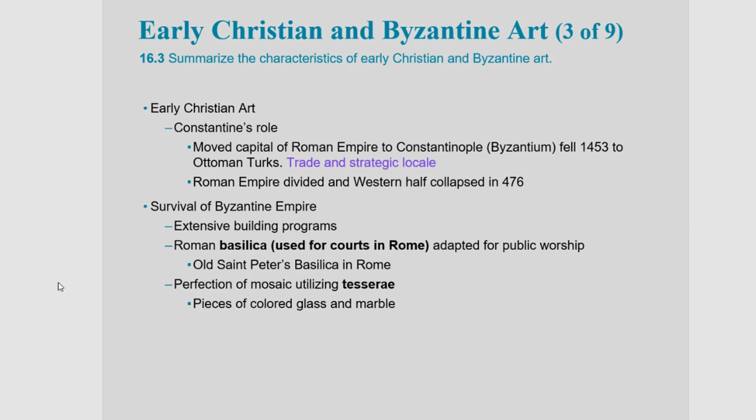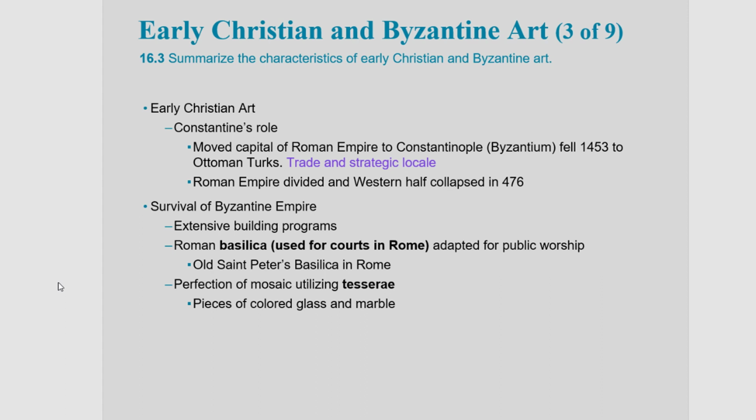So they moved the capital there, and it stood until 1453, until it fell to the Ottoman Turks. The Roman Empire was divided. The western half collapsed in 476. Of course, it was recreated in many ways, Holy Roman Empire, but we'll get to that in the next lecture.